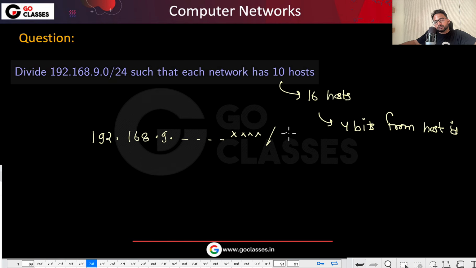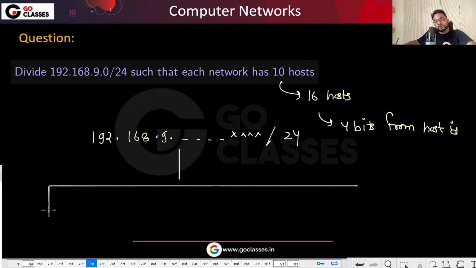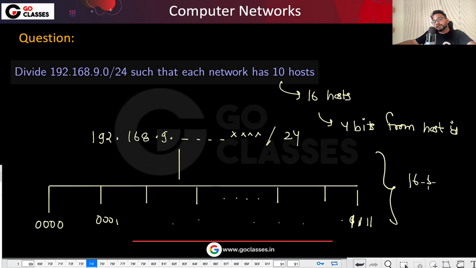So this is a /24 network. Since we are using 4 bits for subnetting, how many subnets do we have? We have basically 16, right? The first subnet will have all these 4 bits at 0, 0, 0, 0. Then this is 0, 0, 0, 1, right? And similarly up to 1, 1, 1, 1. So you can say we can have 16 subnets, and each subnet has 16 hosts.